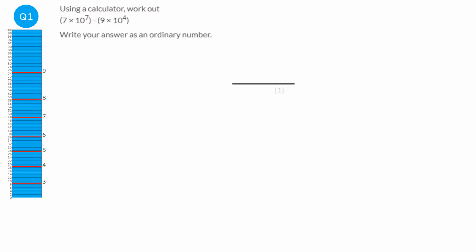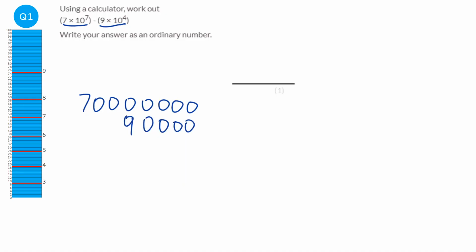Enjoy! So the only way of answering this question is to work out what these are as ordinary numbers. And so 7 times 10 to the power of 7 would be 7, 1, 2, 3, 4, 5, 6, 7. And 9 times 10 to the power of 4 would be 90,000. So that would be 9, 0, 0, 0, 0. And so we're just subtracting them like that. And so we'll get 6, 9, 9, 1, 0, 0, 0, 0.